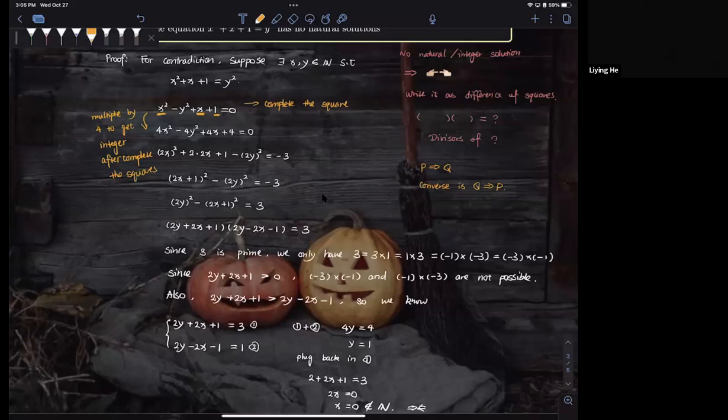Okay, because we want integers, we don't want anything else. So multiply by 4, 4 is 2 squared. That's basically why we're multiplying by 4. I don't think this is the only way to do it. You can possibly multiply by other numbers as well. But this one, I think it's the easiest.